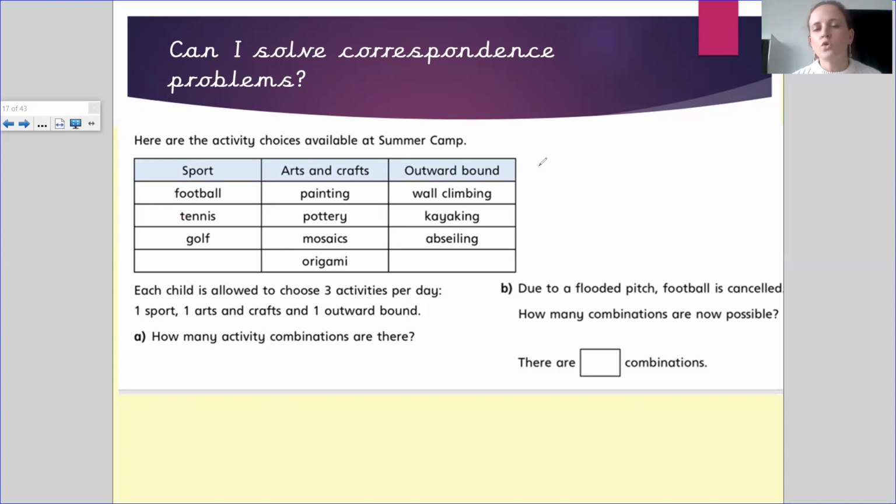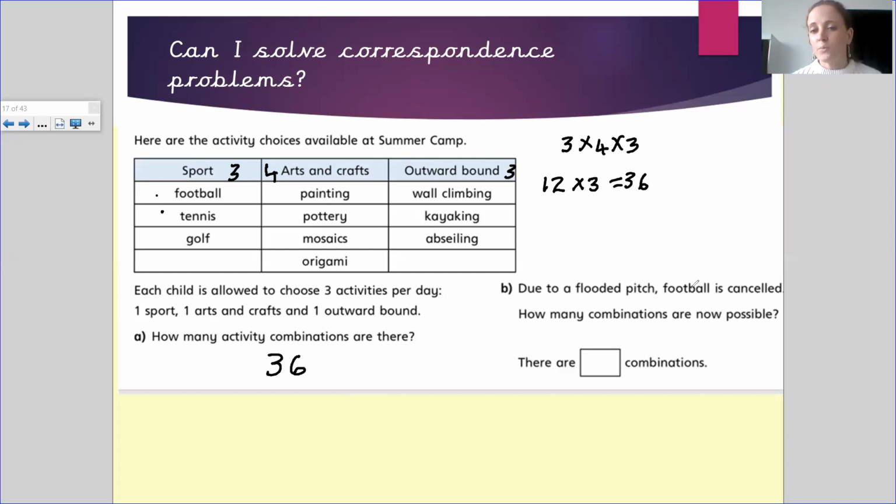Well done. So your question would have been the following. You would have counted each one. So there's 3 sports. There are 4 arts and crafts, and there are 3 outward bound activities. So your question would have been 3 times by 4 times by 3. And 3 times 4 would have given me 12 times by 3 would have given me 36. So at the beginning, there were 36 combinations of 1 sport, 1 art and craft, 1 outward bound.